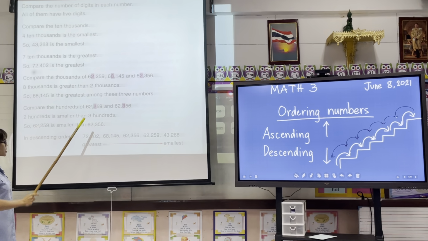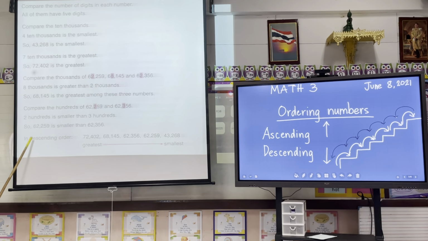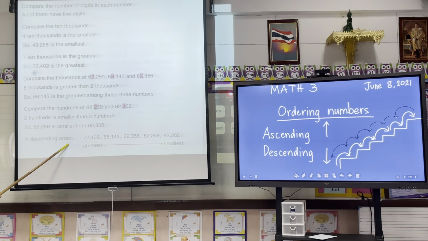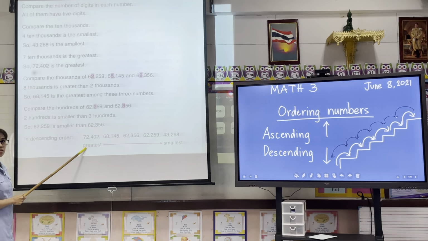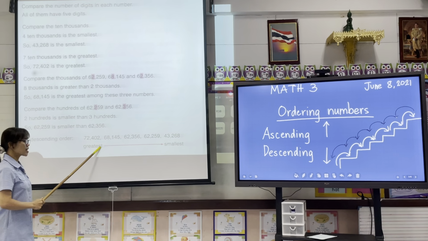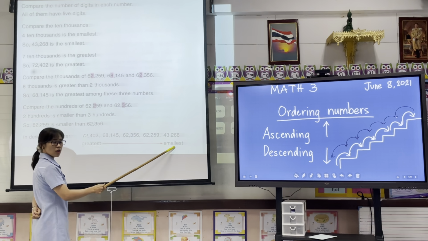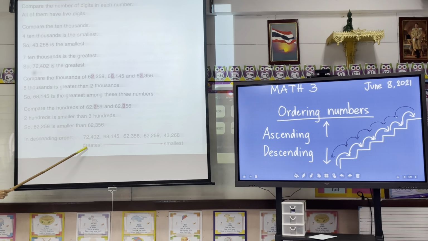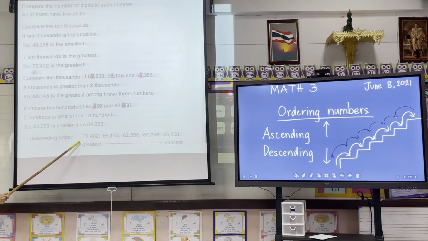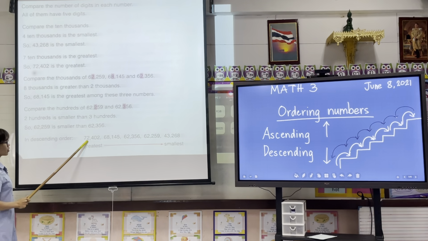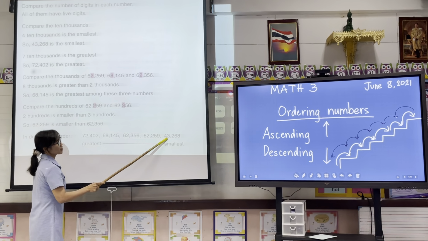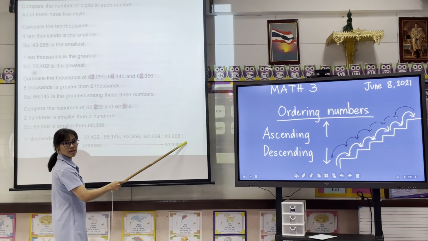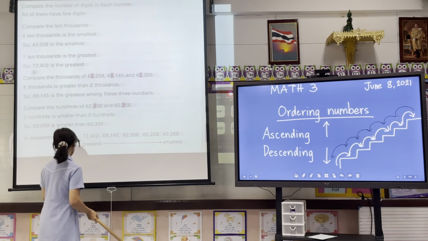Now, let's arrange in descending order. So in descending, again, start with the greatest to the smallest. Alright, so this is the arrangement in descending order. 72,402 is the greatest, and 43,268 is the smallest.